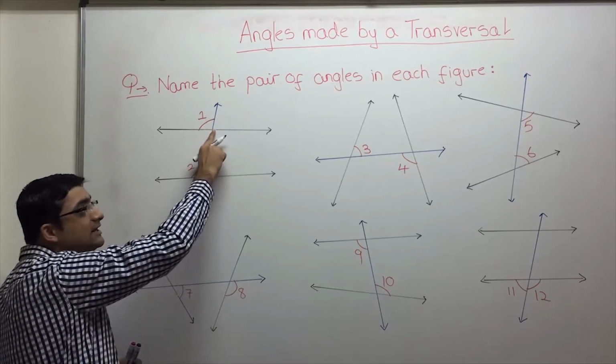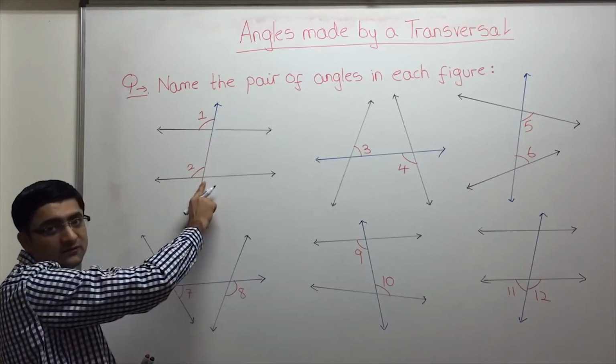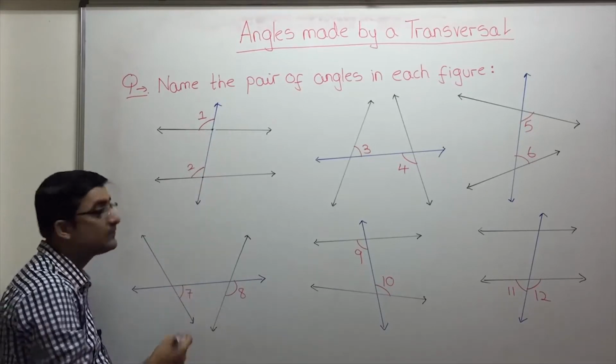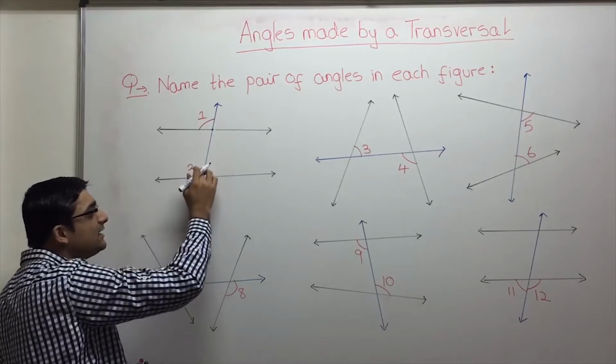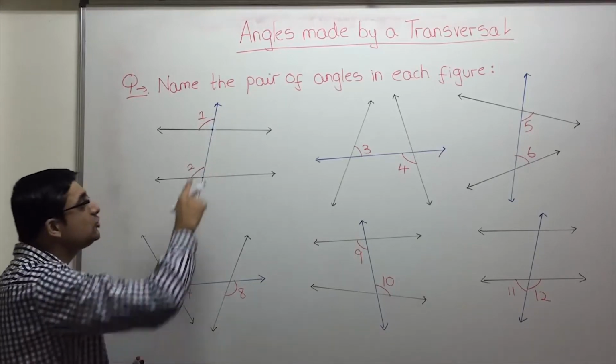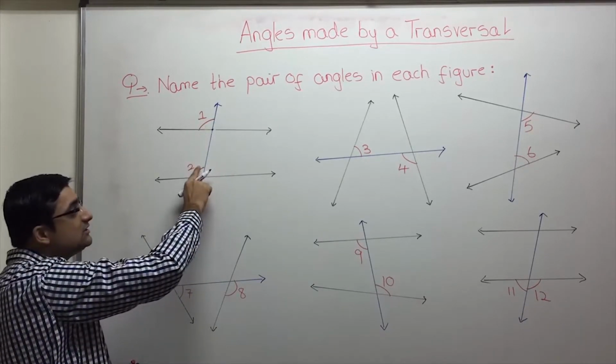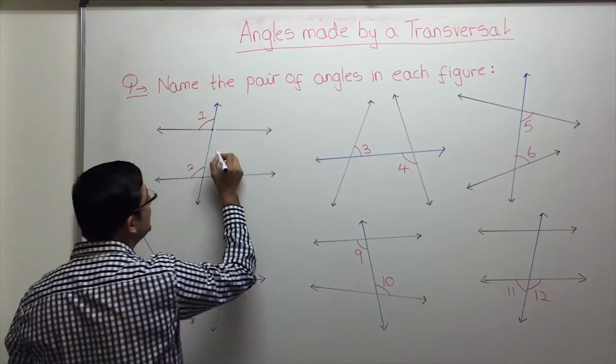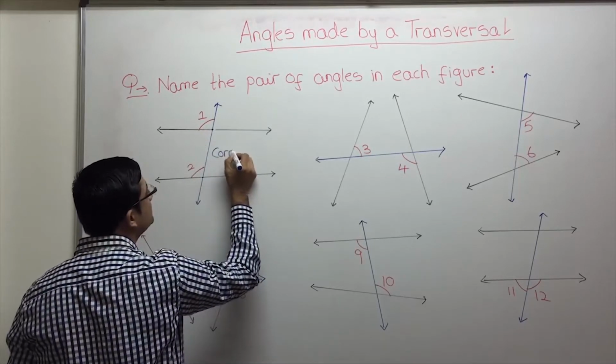Next, angle 1 has a different vertex. Angle 2 has a different vertex. This is the vertex of angle 1. This is the vertex of angle 2. Next, angle 1 is above this line. Angle 2 is also above the line. So two angles, same side of the transversal, different vertex, and relatively corresponding. So these are basically corresponding angles.